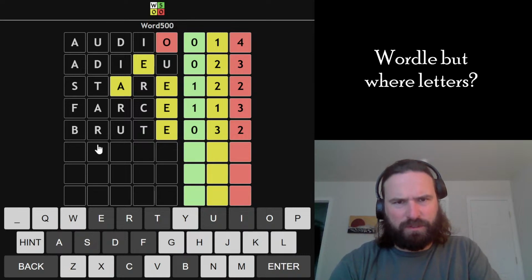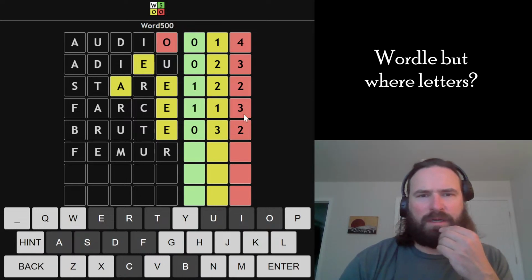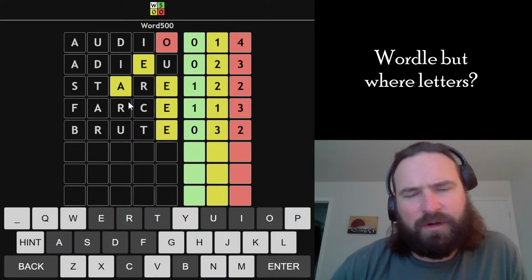Femur almost works, but it doesn't quite with stare. I'm tempted to just do femur, dude. I don't know. It doesn't work with stare. What would I learn here? Not very much. And the F can't be... It doesn't work with farce either. It's so hard to parse through this information.